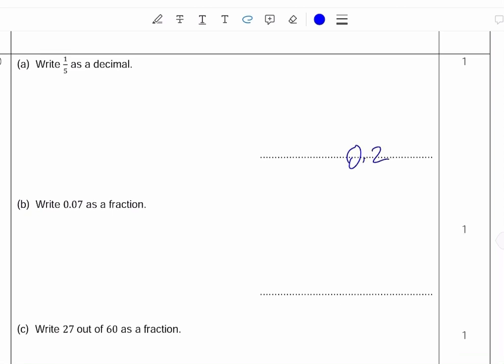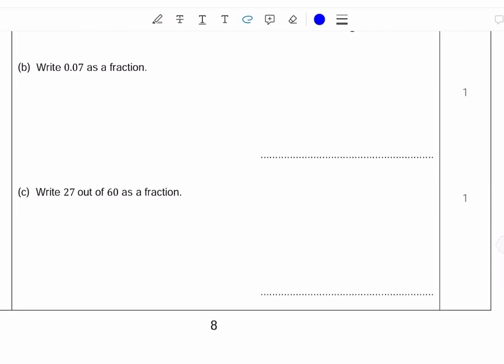Okay, this you should know by heart: 1/5 is the same as 0.2. Don't mistake it with 0.5, because 0.5 means half. So the place value of 7 here is hundredths, so that means 7/100.